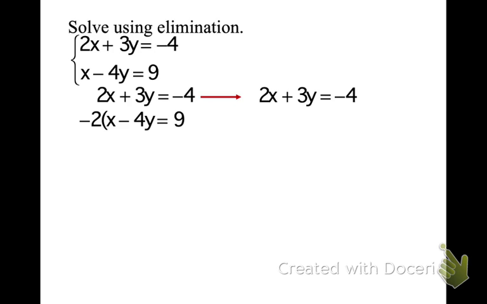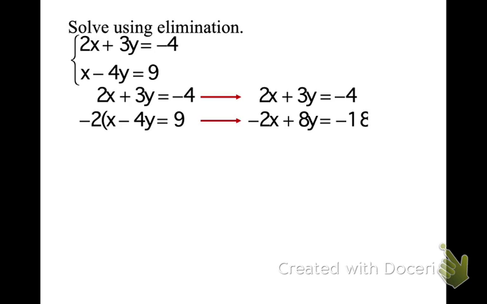I want you to lay your work out like this. Don't put it beneath in this case. If you're going to manipulate an equation, put an arrow to the right. Negative 2 times x is negative 2x. This shows the reader what you want, where you want their eyes to go. Negative 2 times negative 4y is negative 8y, positive 8y. Negative 2 times 9 is negative 18.